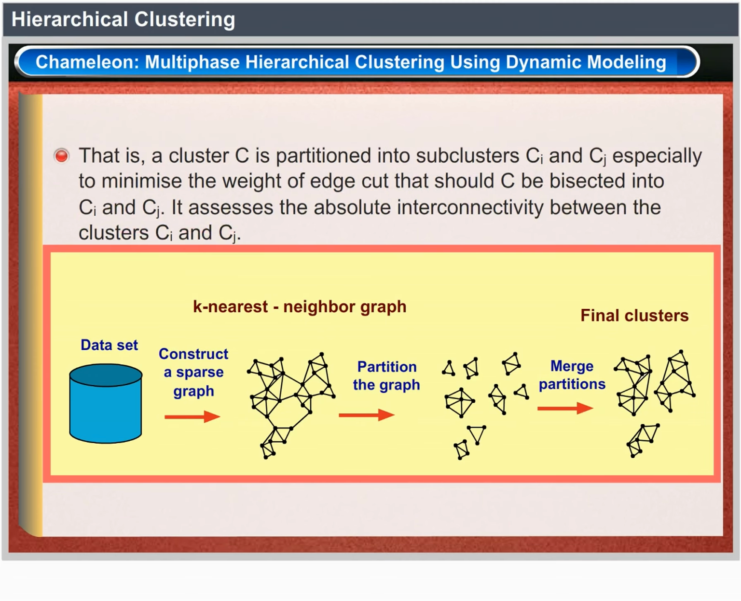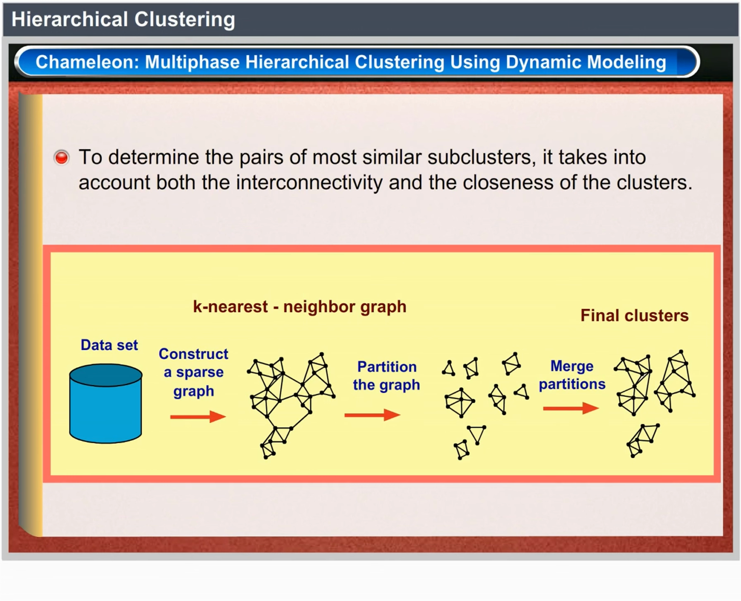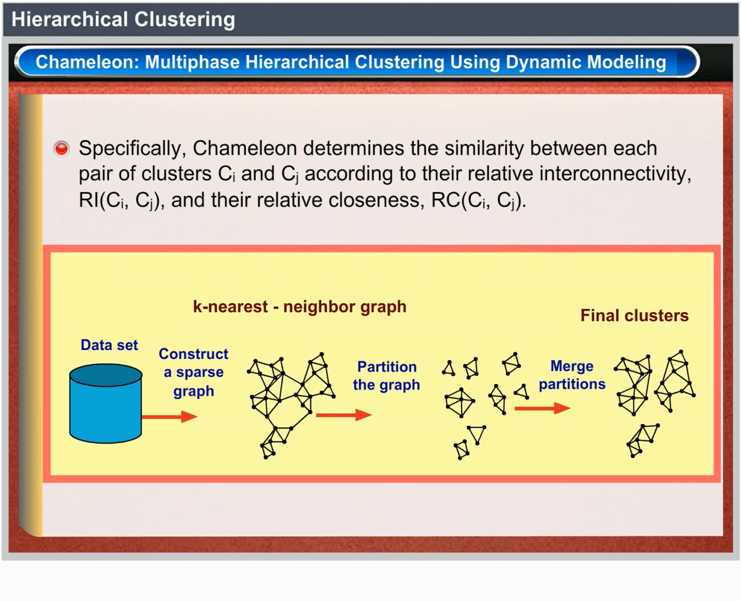Chameleon then uses an agglomerative hierarchical clustering algorithm that iteratively merges subclusters based on their similarity. To determine the pairs of most similar subclusters, it takes into account both the interconnectivity and the closeness of the clusters. Specifically, Chameleon determines the similarity between each pair of clusters Ci and Cj according to their relative interconnectivity, RI(Ci, Cj), and their relative closeness, RC(Ci, Cj).